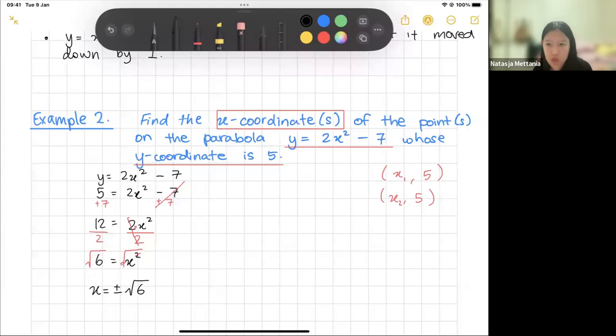So the coordinates will look like this. I'm going to write down my 3 dots, which means therefore my coordinates are positive root 6, comma 5, and negative root 6, comma 5. I have the exact same y coordinate, but 2 different x coordinates. It's either a positive and a negative for each. Hopefully that makes sense. If it doesn't, rewatch the video or ask me questions.